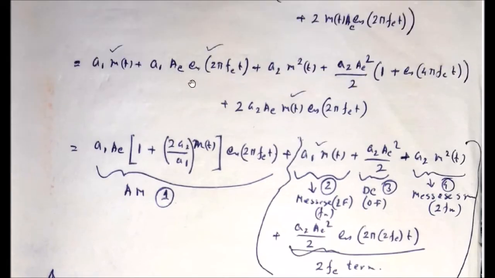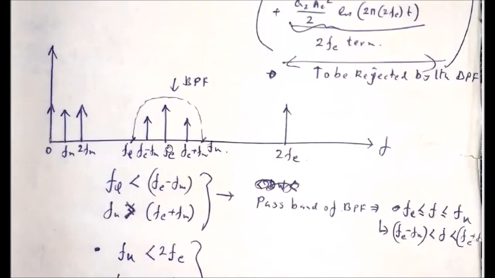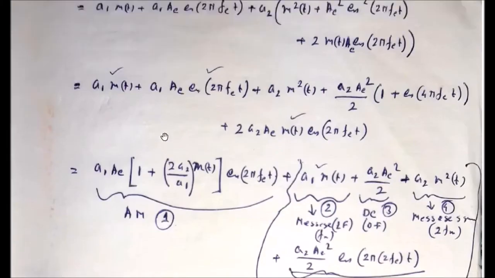So one term is already interpreted. Next term, what is it? It is a1, some constant, multiplied by Ac cos 2 pi fc t. So what is it? It is nothing but the carrier signal, the uninterrupted carrier signal scaled by a1. So what will be its frequency component? Its frequency component will be simply fc. See that it will be that frequency component, fc.